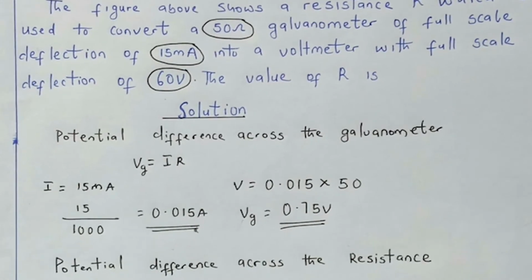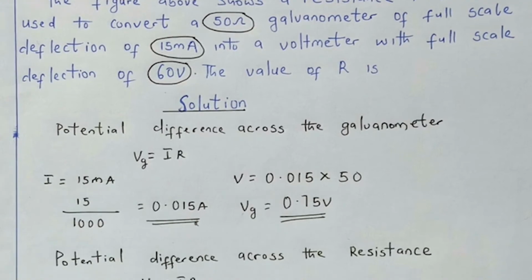current multiplied by the resistance of the galvanometer, and the maximum current that can flow through the galvanometer is 15 milliampere. If you convert 15 milliampere to ampere by dividing by 1000, you get 0.015 ampere. If you multiply that with the resistance of the galvanometer, which is 50 ohms, you will have a potential difference of 0.75 volts across the galvanometer.